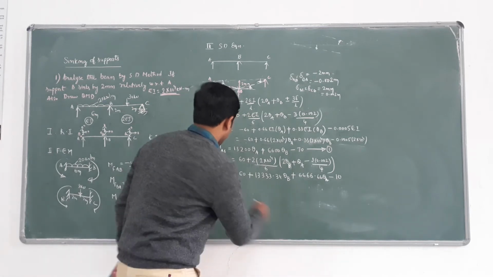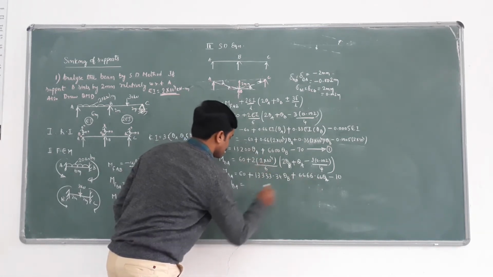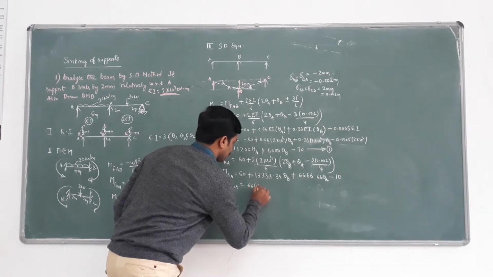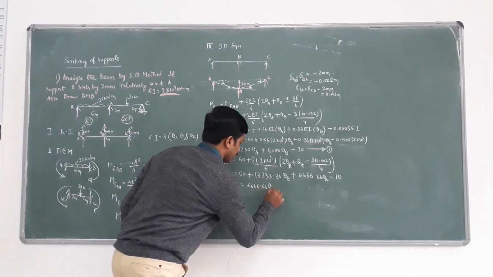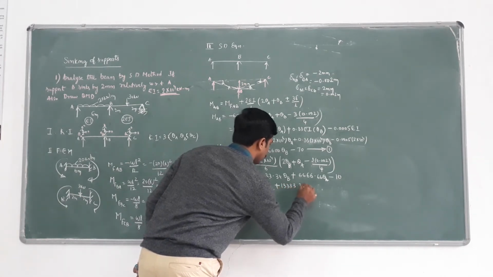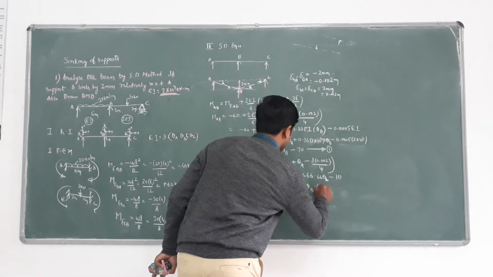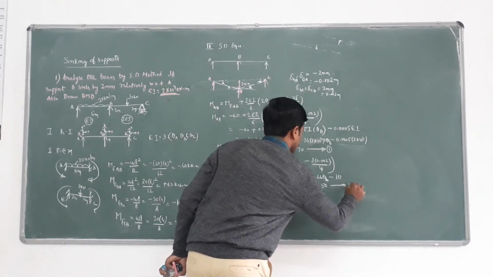Clear? Now MBA equals, first I am writing the theta A factor, 666.66 theta A plus 1333.34 theta B plus 50. Say equation number 2.